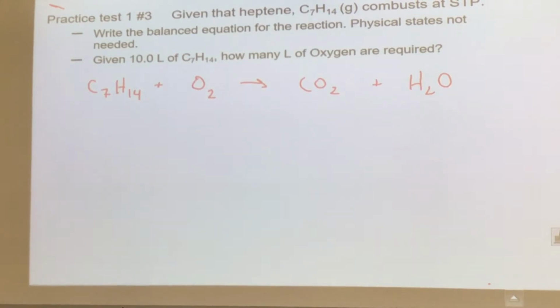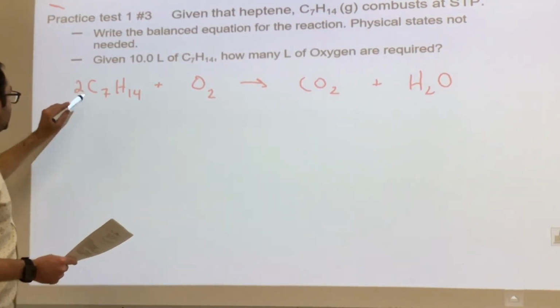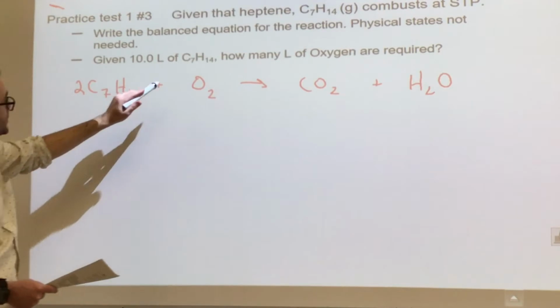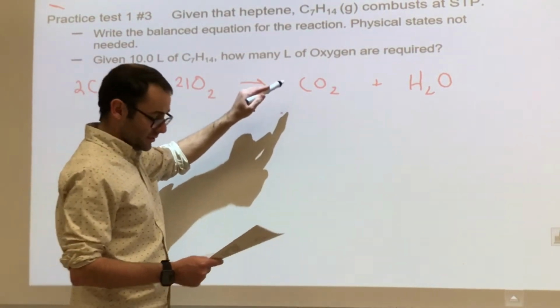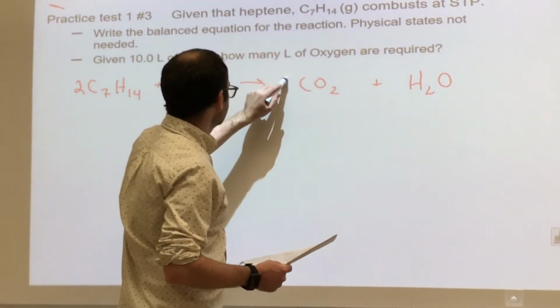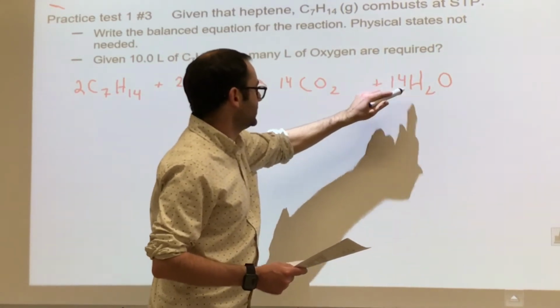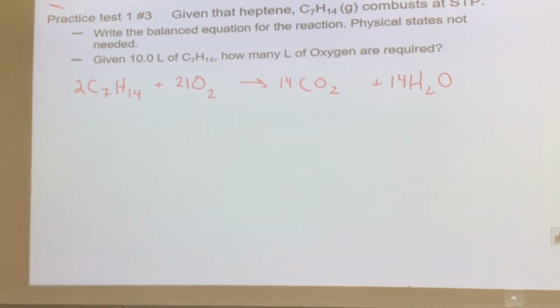You actually had to double this one on the end. So it's 2, and then oxygen was 21, carbon dioxide 14. Good, 14 and 14. All right, great. Okay, so we balanced it. Everybody's cool with that, right?